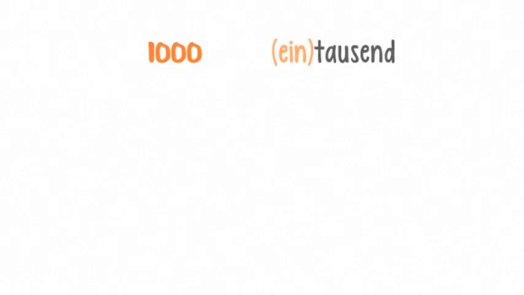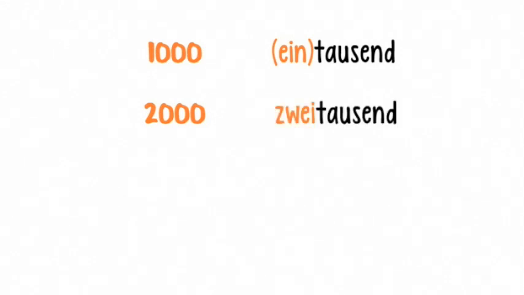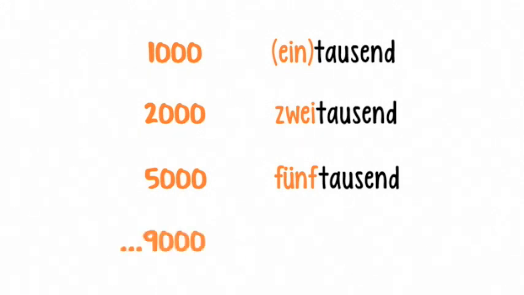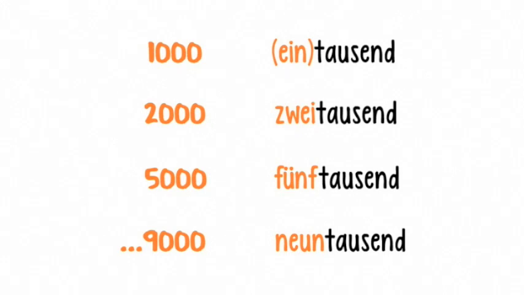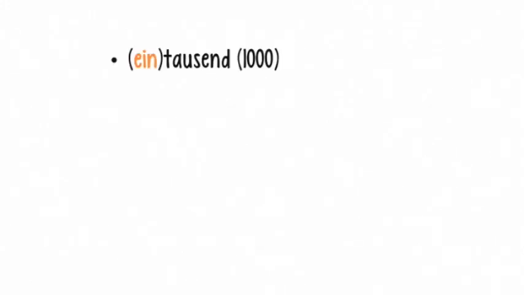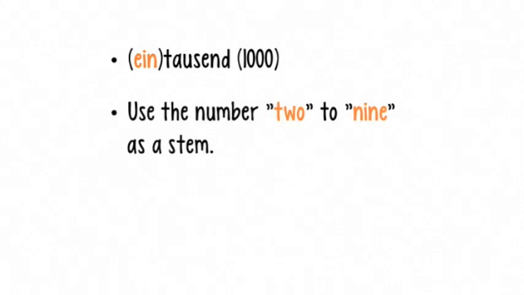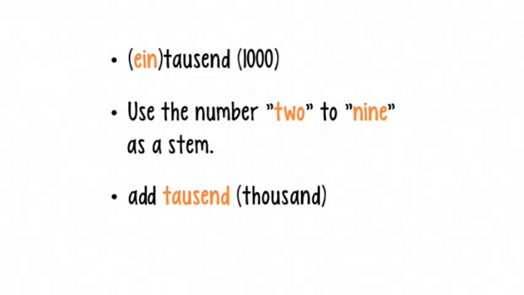1000 in German is 1000 or simply 1000, 2000, 5000, and so on until 9000. 1000, 2000, 5000, 9000. Let's see how to form the numbers 1000 to 9000. For the number 1000, you can either say 1000 or just simply 1000. For the numbers 2000 to 9000, you have to use the number 2 to 9 as a stem and then simply add 1000, which means 1000.